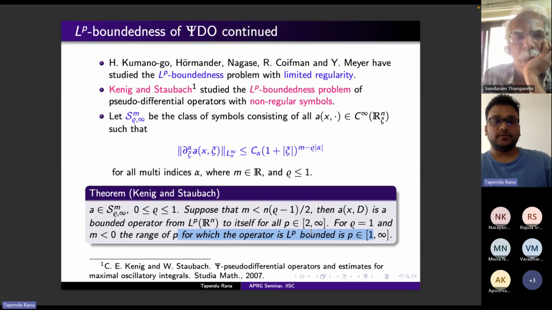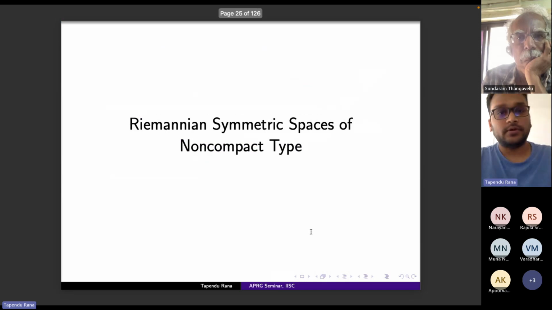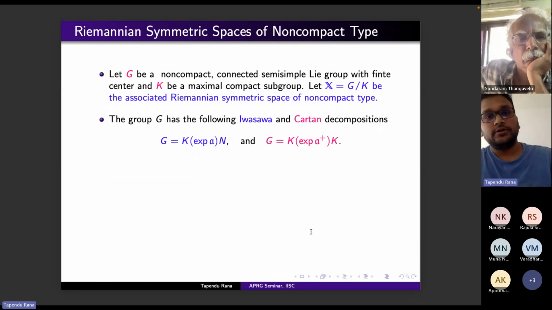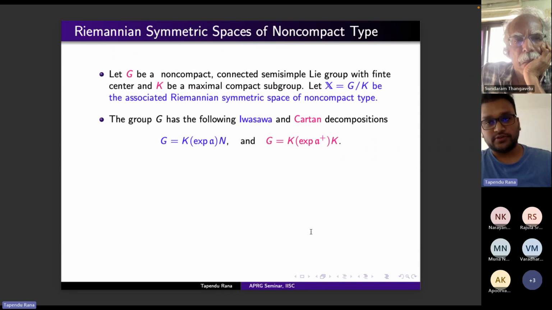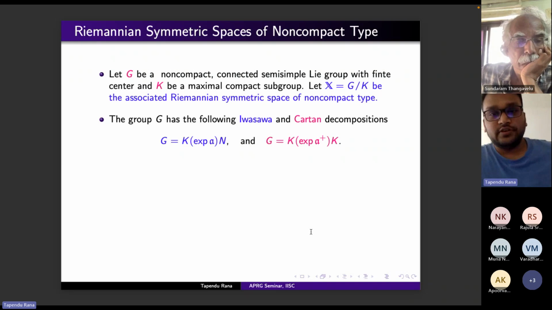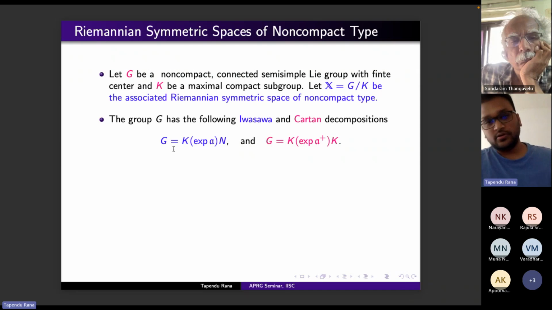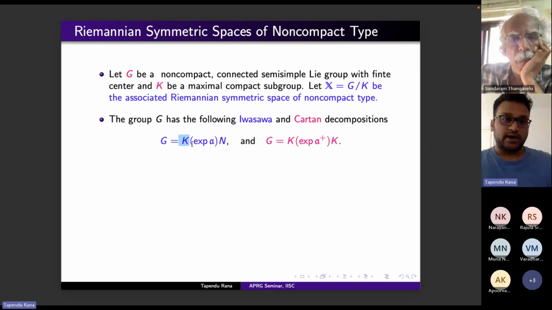Okay. All right. So without going into technicalities, let me introduce Riemannian symmetric spaces in this way. Suppose G is a non-compact connected semisimple Lie group with finite center. We can take, for example, G equal to SL(2,R), and K a maximal compact subgroup. Then the associated Riemannian symmetric space of non-compact type is X equal to G/K. This group G has the Iwasawa decomposition, written as G equal to KAN, where K comes from the compact part of G, A is the abelian part of G, and N is the nilpotent part of G.